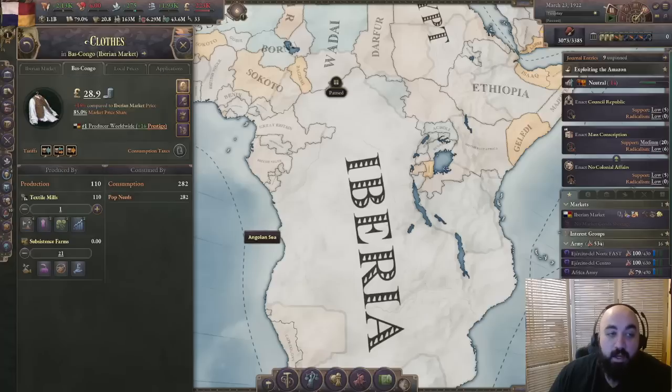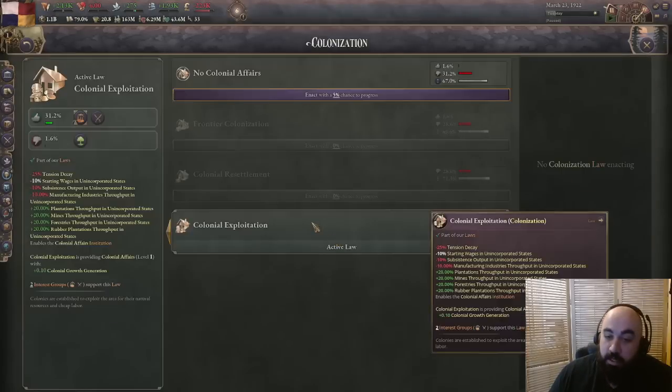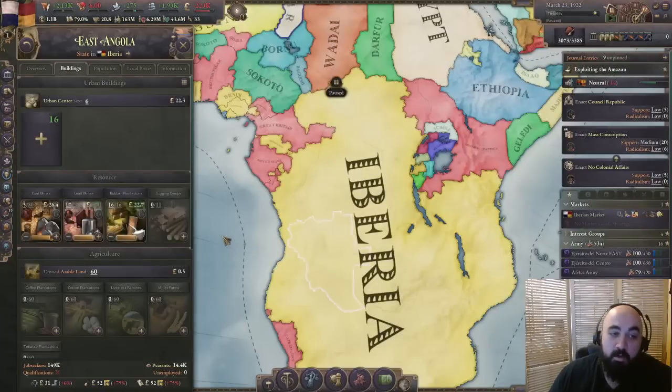This will be layered, in an exacerbated way, if you happen to go onto being a colonial exploitation, because there will be an additional penalty for manufacturing industries' throughput in unincorporated states. That's the first MAPI consideration. The second MAPI consideration is that, generally speaking, you're going to build around the resources that are available in the state, or the lack thereof.